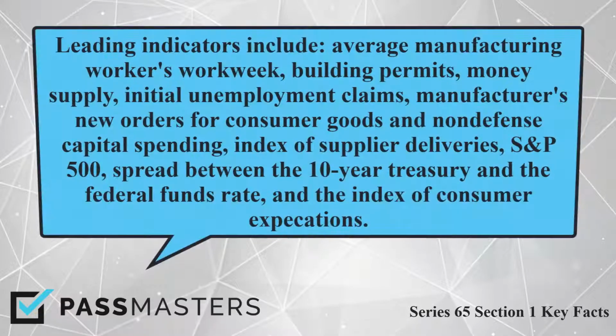Leading indicators include average manufacturing workers' work week, building permits, money supply, initial unemployment claims, manufacturers' new orders for consumer goods and non-defense capital spending, index of supplier deliveries, S&P 500, spread between the 10-year Treasury and the federal funds rate, and the index of consumer expectations.